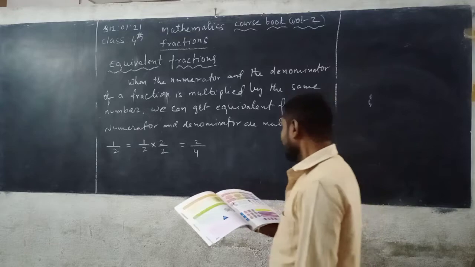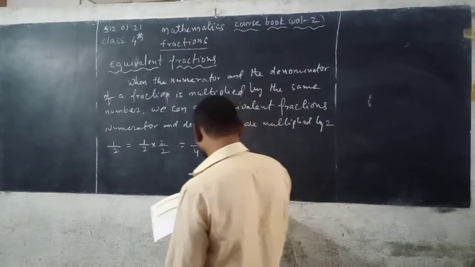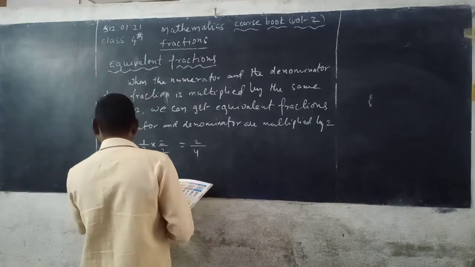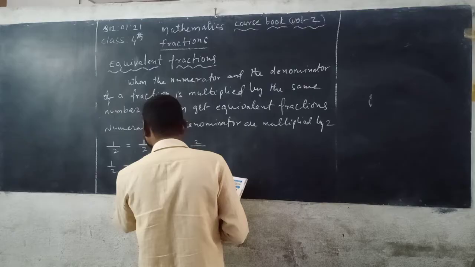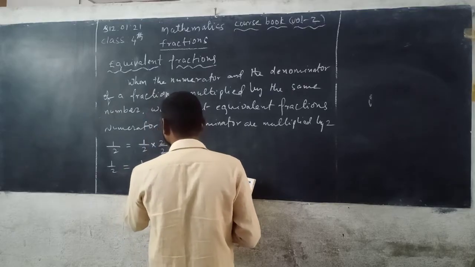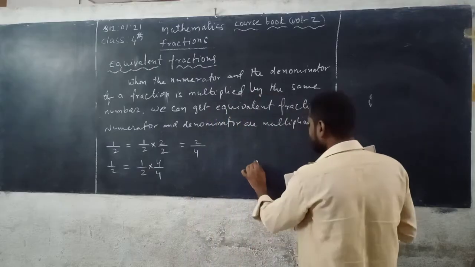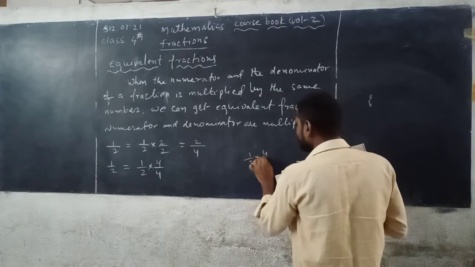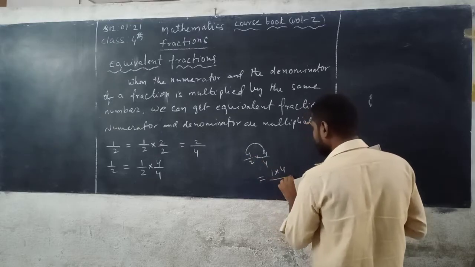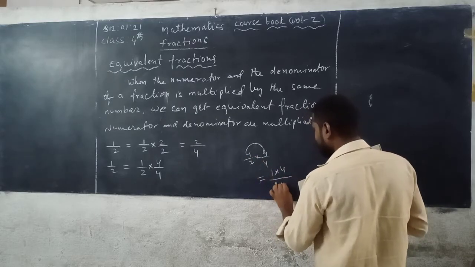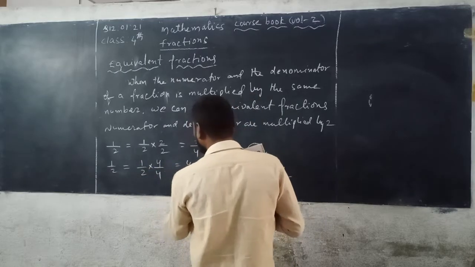Again, numerator and denominator are multiplied by 4. For example, 1 by 2 is the given fraction, multiplied by 4 by 4. Means 1 by 2 into 4 by 4 can be written as 1 into 4 by 2 into 4. See, 1 4s are 4, 2 4s are 8.